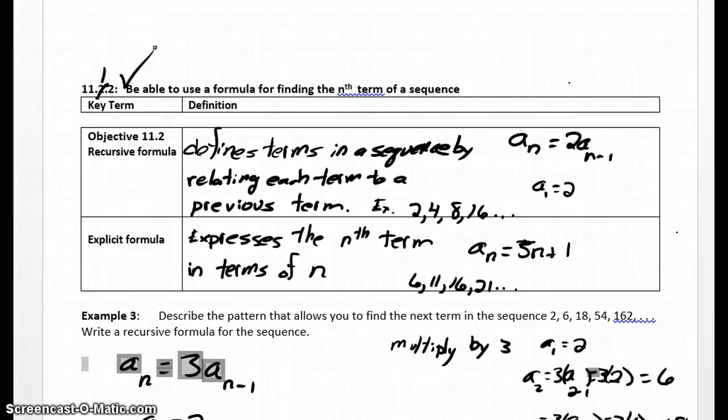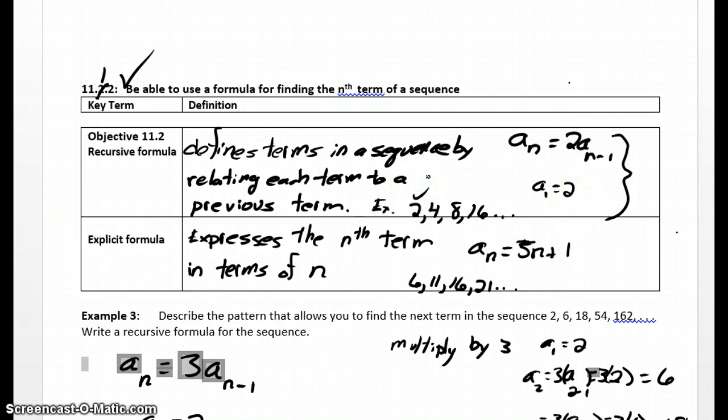So to get from 2 to 4, I'm going to multiply the first term, 2, by 2 to get 4. To get from 8 to 16, I'm going to have to multiply that 8 by 2 to get 16. So you can see that I am relating two successive terms. A recursive formula would look like this then. A sub n equals 2a sub n minus 1. And then you have to tell us the first term you're beginning with. So a sub 1 is 2 as stated.